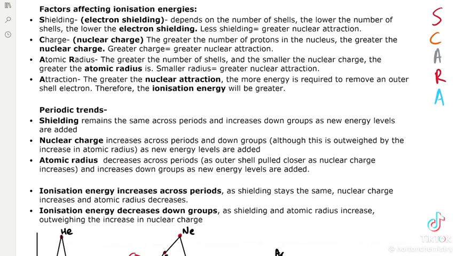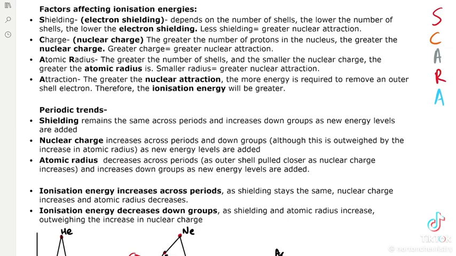So there are certain factors affecting ionization energies, and I like to remember them using the mnemonic SCAR, but you also need to add an A at the end so it becomes SCARA, but that essentially stands for shielding, charge, atomic radius and attraction. So shielding, or electron shielding, depends on the number of shells. So the lower the number of shells, the lower the electron shielding. Less shielding means greater nuclear attraction.